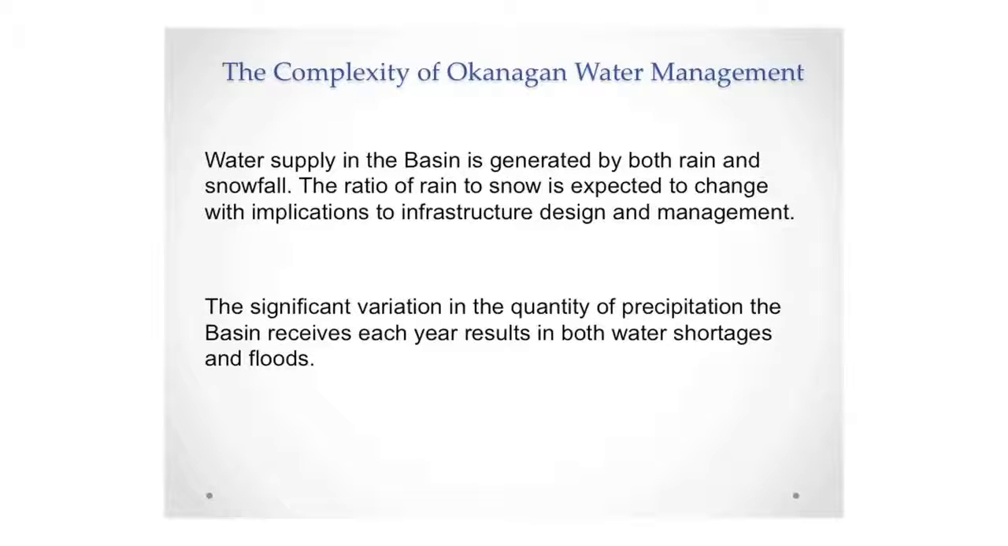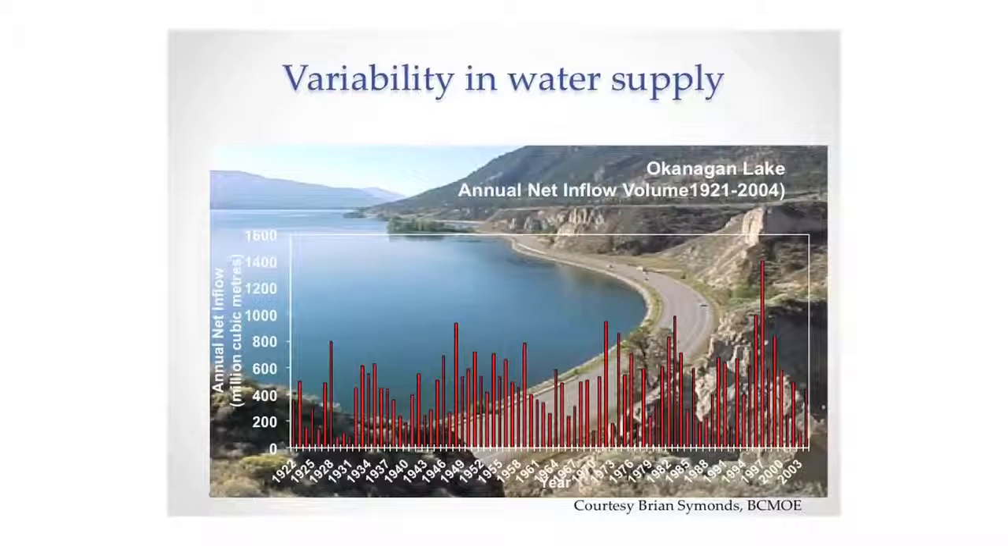Another big one, and again, looking ahead here, is that the ratio of snow to rain is going to change. On our uplands, we get pretty much snow in the winter at higher elevations, and we see that this is going to change. We'll get more rain, and that has implications for infrastructure design and management. So this is the challenge on the supply side. And there is significant variation, as we saw in some of those earlier graphs, year to year in terms of our inputs, and this can generate both water shortages and floods from one year to the next.